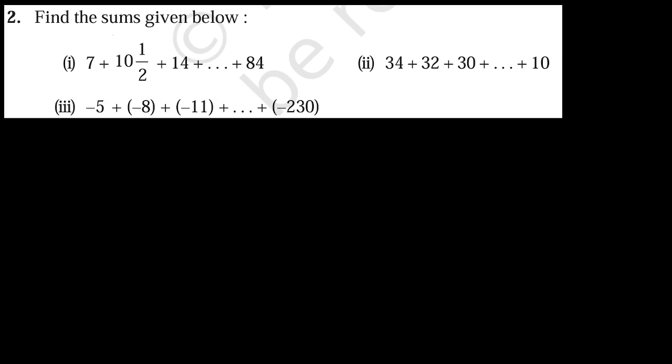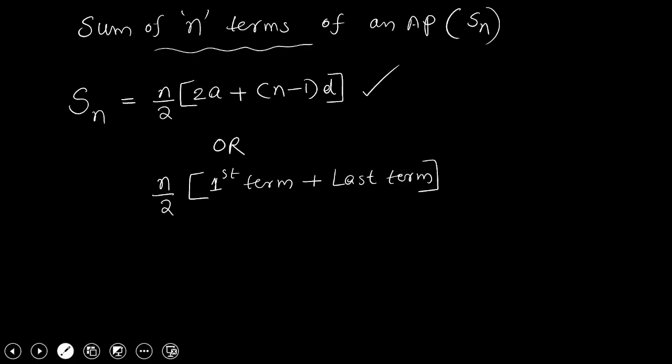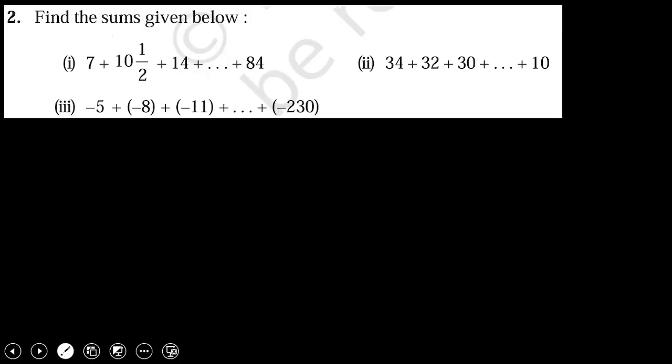Look at this question. Find the sum given below. So here the problem is we don't know the number of terms. First term is available. The last term is available. But definitely I want n. Remember, for finding the sum, the number of terms is necessary. Actually, 2 formulas are available. But whichever formula you use, n is present in both formulas. So I want n. Without n, I cannot find the sum.